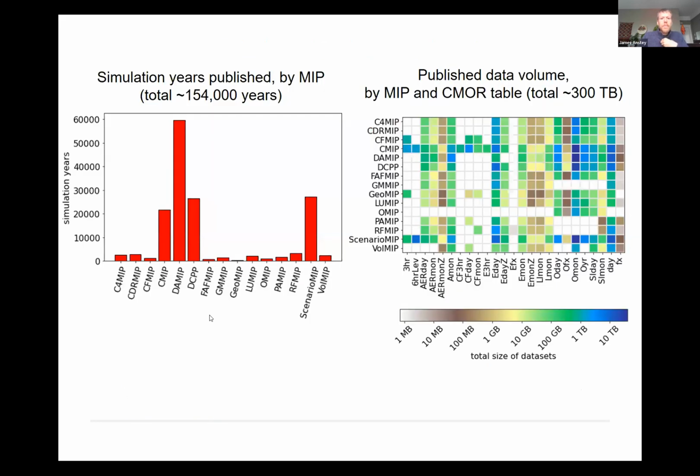Next slide. So this kind of gives an overview of the simulation years. Quite a lot of simulation years have been done for CMIP6, as shown in the plot on the left, where the experiments are categorized by the MIP. So the CMIP category, for example, would include the historical and DECK. And then the published data volume by MIP and CMOR table is indicated on the right.